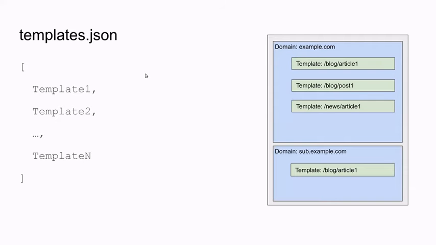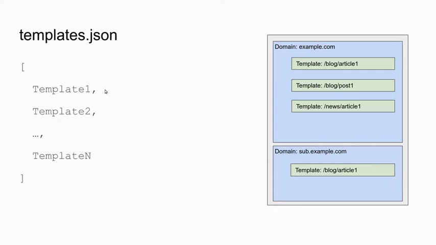Okay, so let's start with one of the files, which is the most complex one, templates.json. Going back to what we said before, remember that for a domain, we can have one or more templates. That's what we said at the beginning. How does this translate to a JSON file? In the JSON file, you will find an array. That's why we have these square brackets at the beginning and at the end of template objects. So we have template 1, which is one template object, template 2, template n.